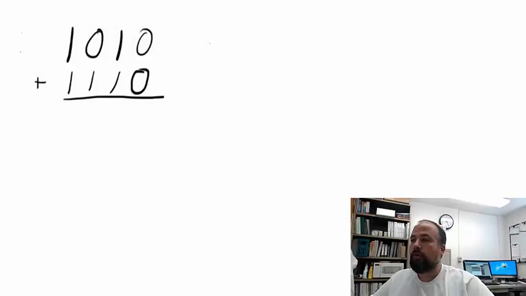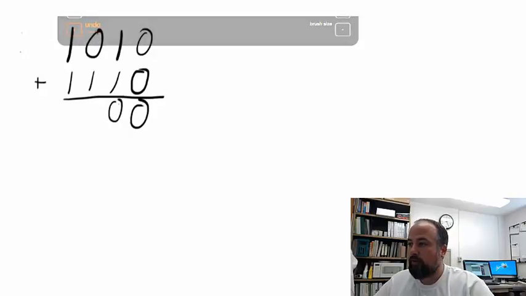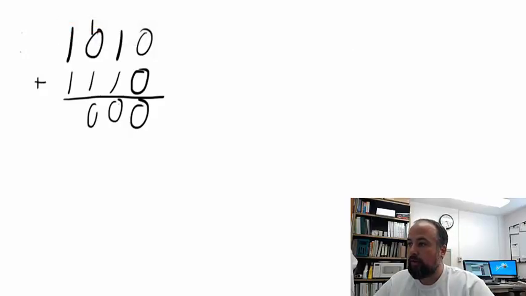Okay, so let's do another example of addition here. We have two 4-bit binary numbers. 0 plus 0 is 0. 1 plus 1 is 2, so we write a 0 and we carry over 1. 0, and we carry over. Now here's an interesting thing. So now 1 plus 1 plus 1 is 1 with a carryover of 1.